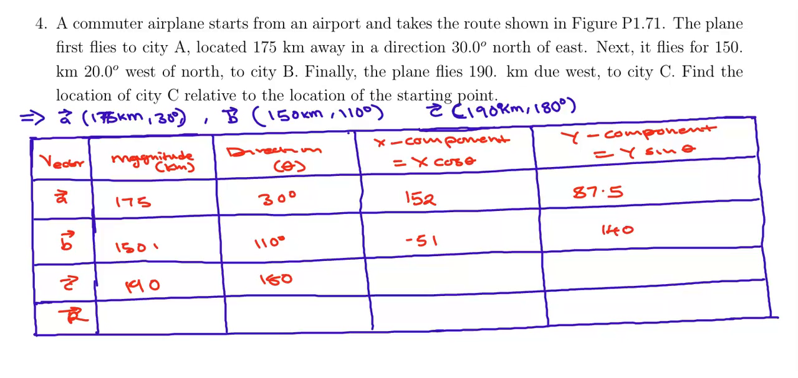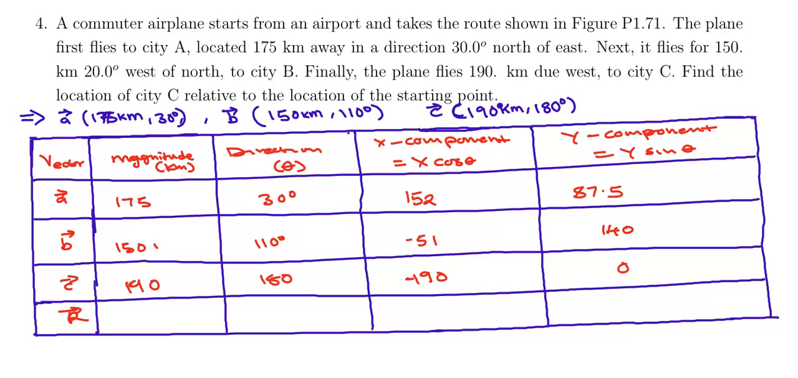Okay, what about 190 cos 180? We have negative 190. What about 190 sin 180 for the y component? Okay, we have 0.